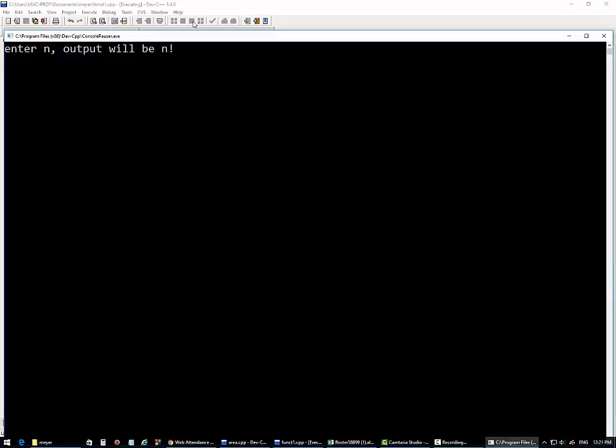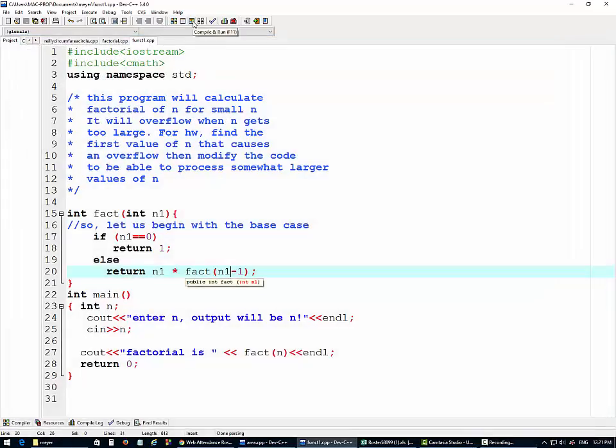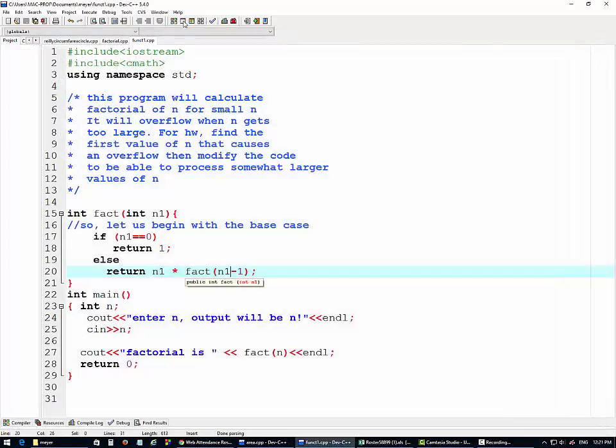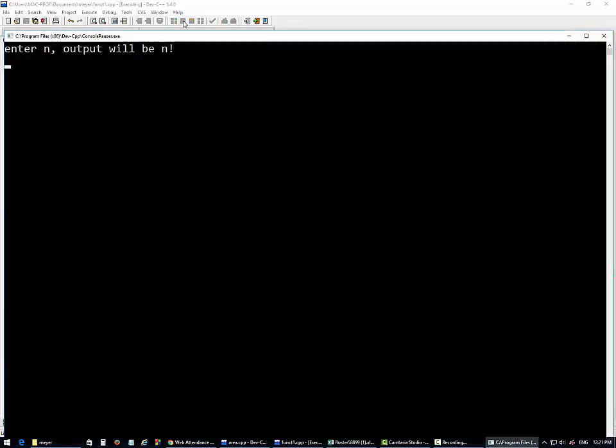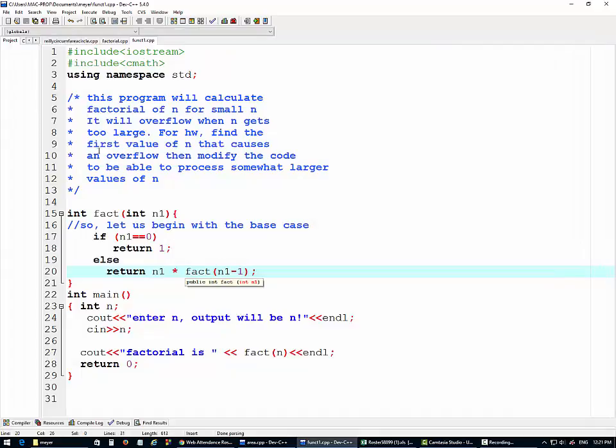What do you want to try? 3 factorial? 5. 5. What should it be? 120. Oh, lo and behold, it is. Now let's try running it again for 3 factorial, right? Yes. 6. Okay, and let's run it again for 0. Yeah, 0 factorial is 1. So it gives exactly the same results. Yes. And the coding, I think, is simpler.